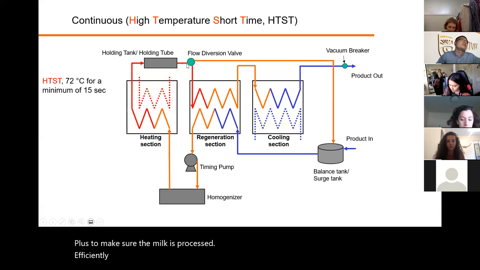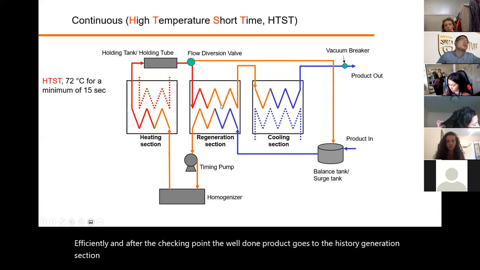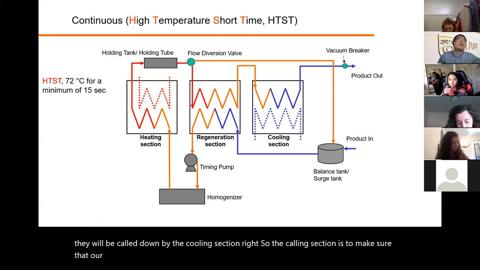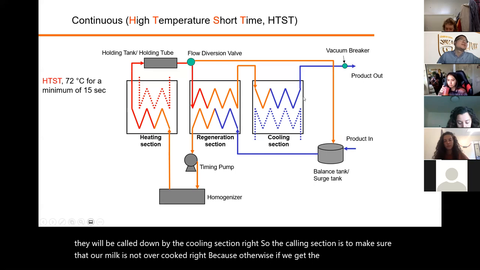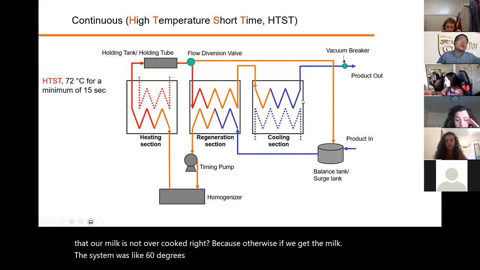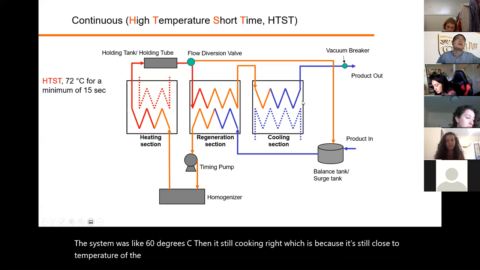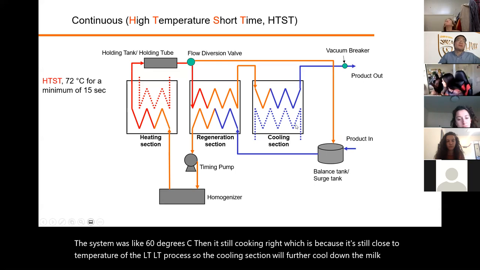And after the checkpoint, the well-done product goes to the heat regeneration section to convey some energy back to the raw milk to preheat it, right? And finally, it will be cooled down by the cooling section, right? The cooling section is to make sure that our milk is not overcooked, right? Because otherwise, if the milk exits the system at like 60 degrees C, then it's still cooking, right? Which is because it's still close to the temperature of the LTLT process. So the cooling section will further cool down the milk product to room temperature or even lower.